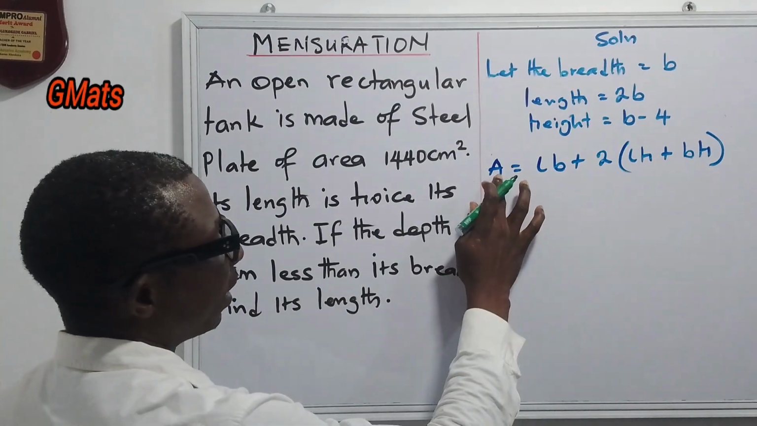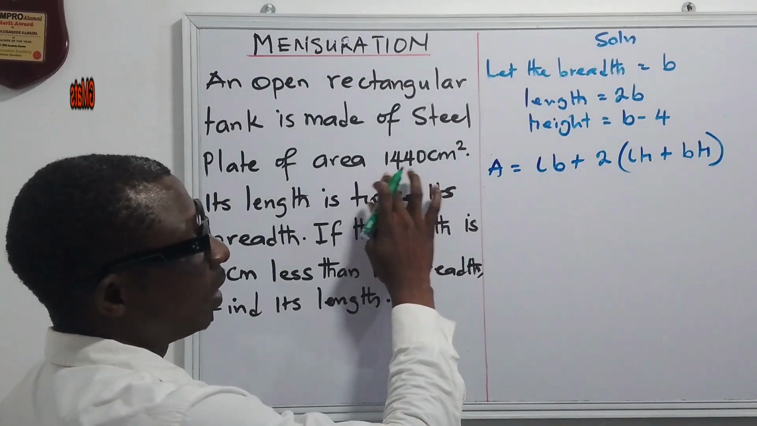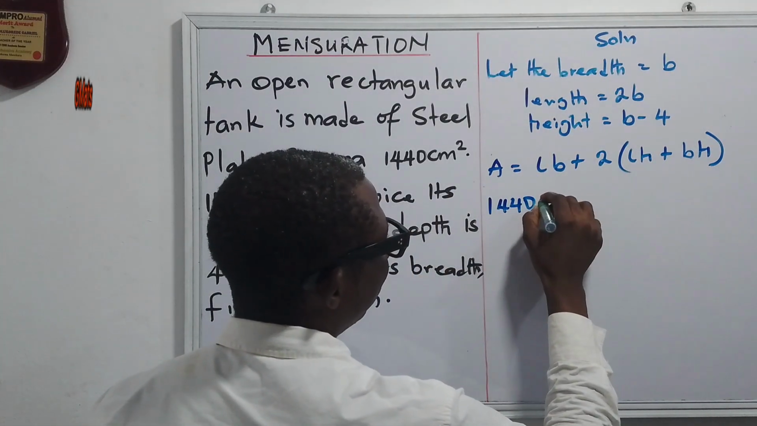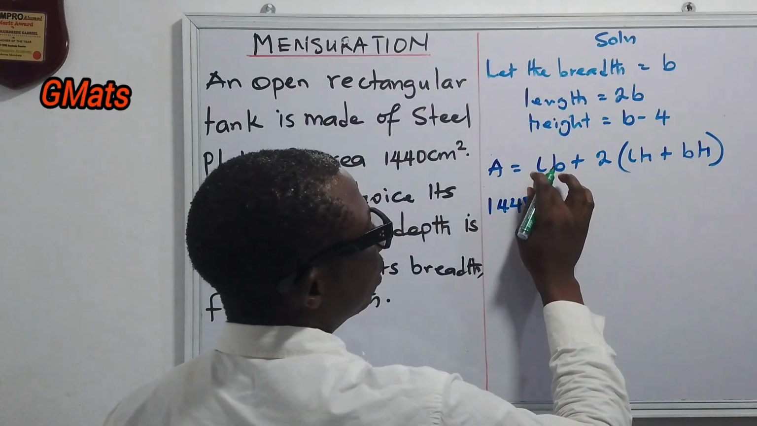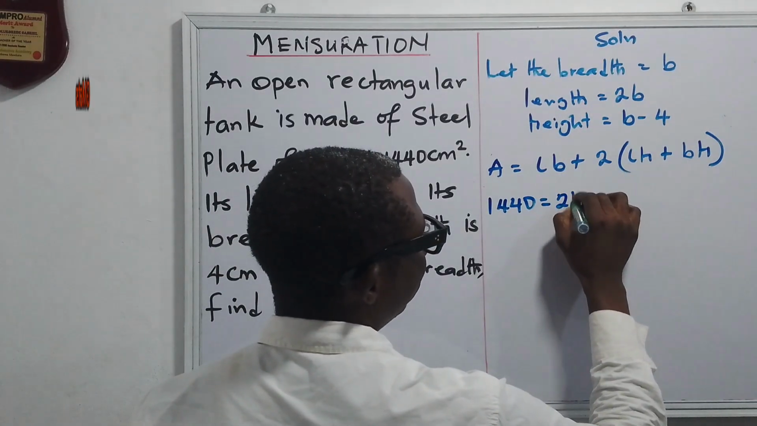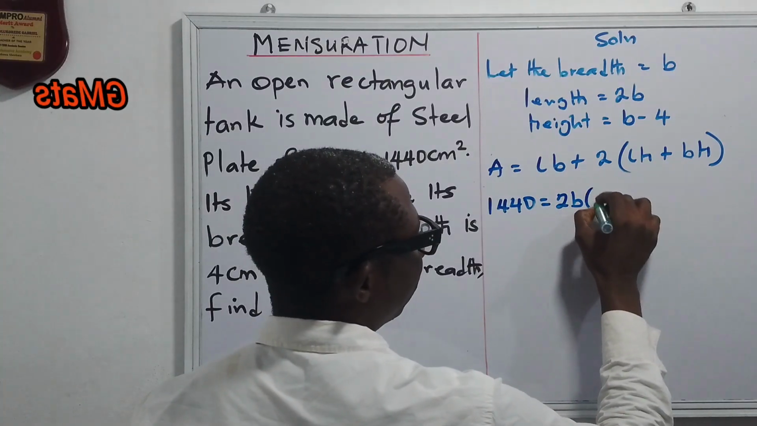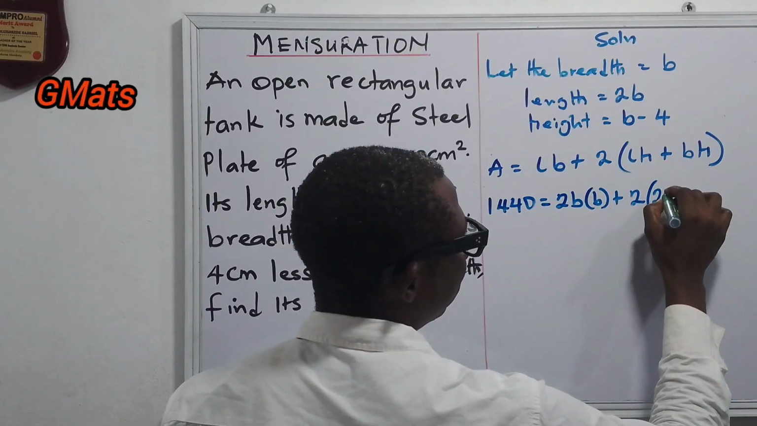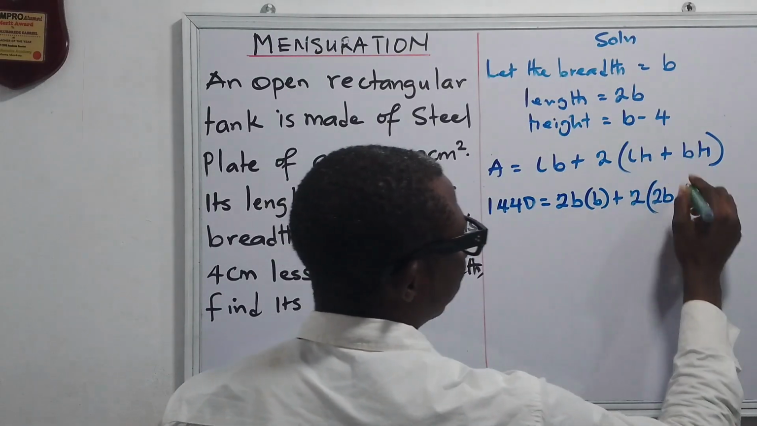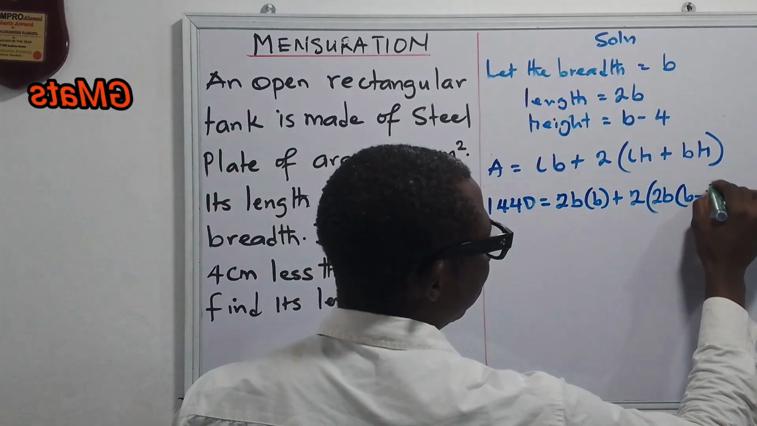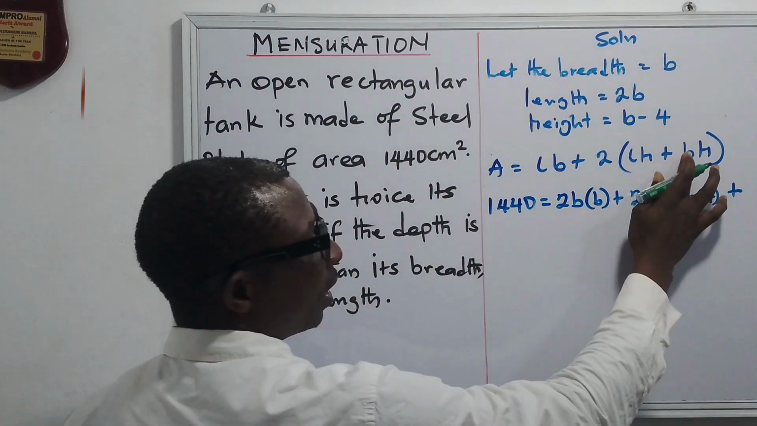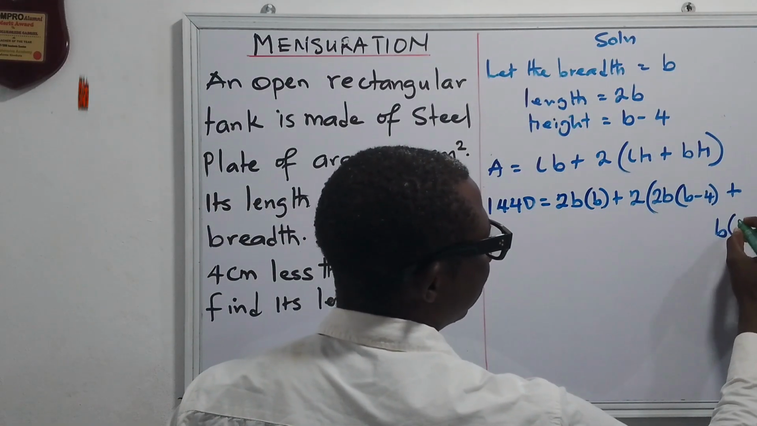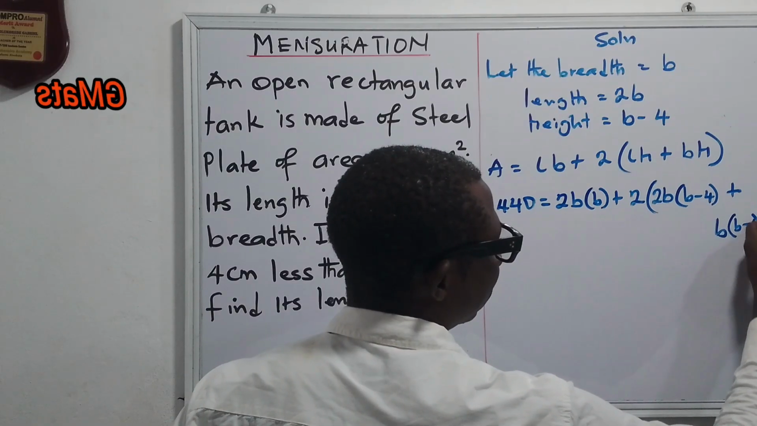The area of the plate is 1440. So we have 1440 equals, now the length is 2B, so we have 2B times the breadth B, plus 2 times the length 2B times the height, which is B minus 4, plus B, the breadth, times the height, which is B minus 4.